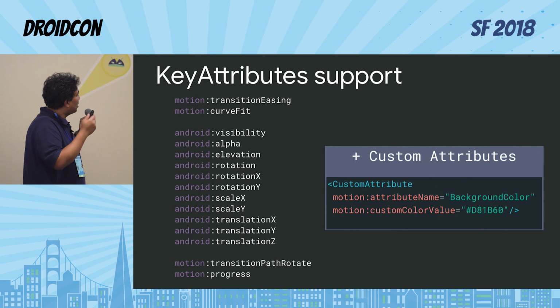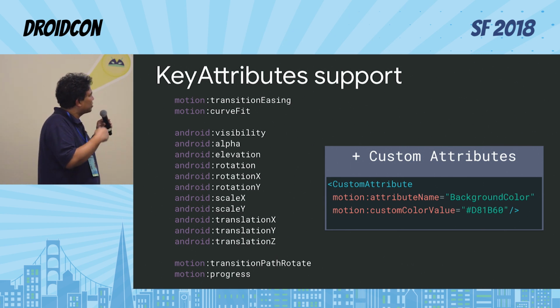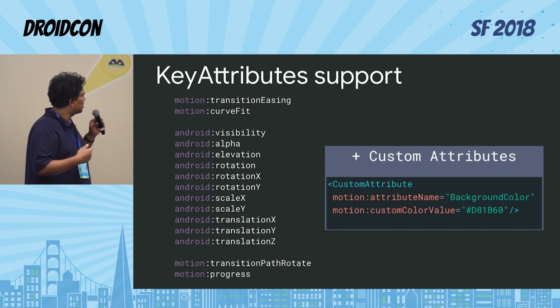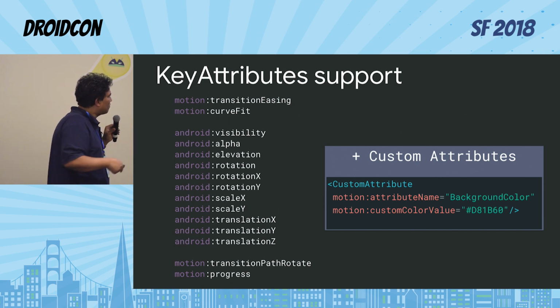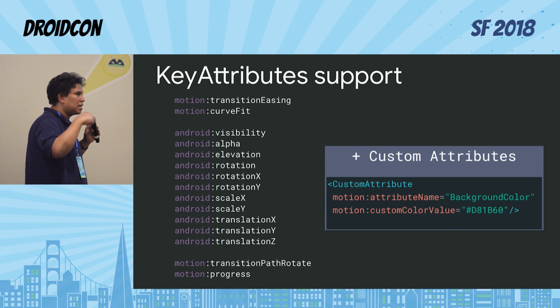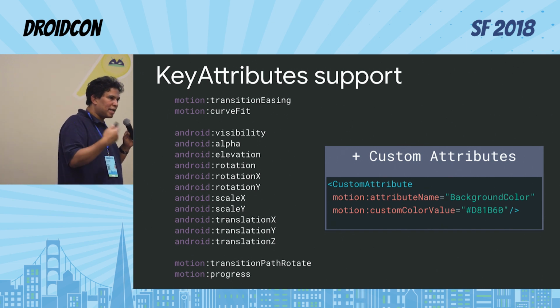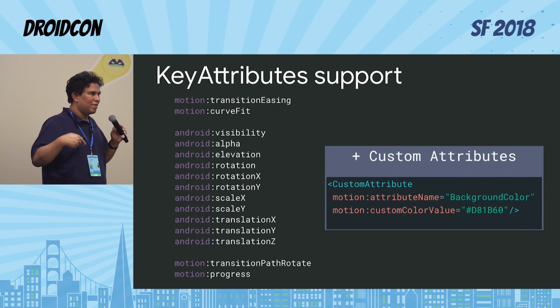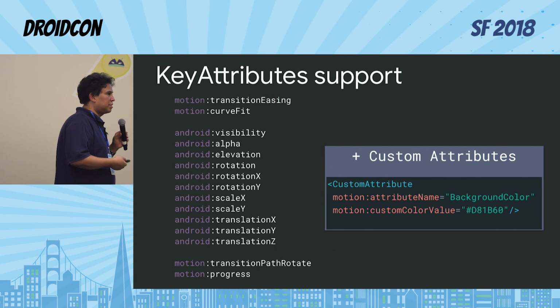Here is a list of all the attributes. As you can see, it's all the scaling, translation, rotation, visibility. We have the ability to add a custom attribute, and that will do a reflection lookup of any property you want in the system.